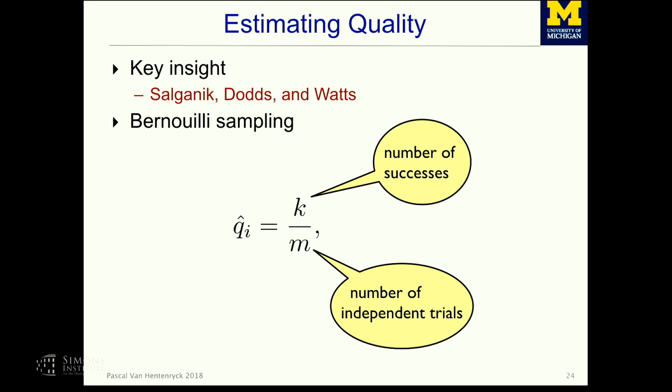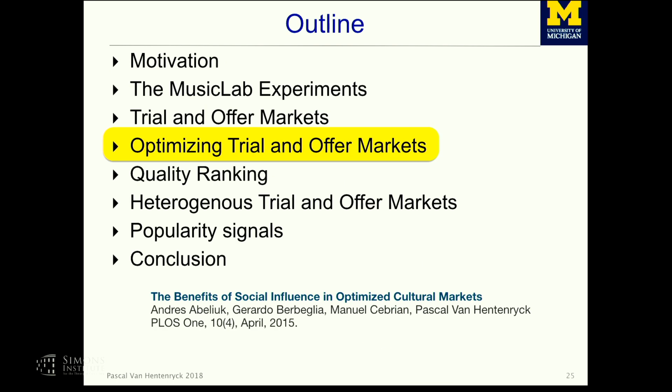And you can estimate this very nicely using Bernoulli sampling. This is very nice because the best product and the product with the lower quality are learned very fast, since the variance depends on the quality, essentially.